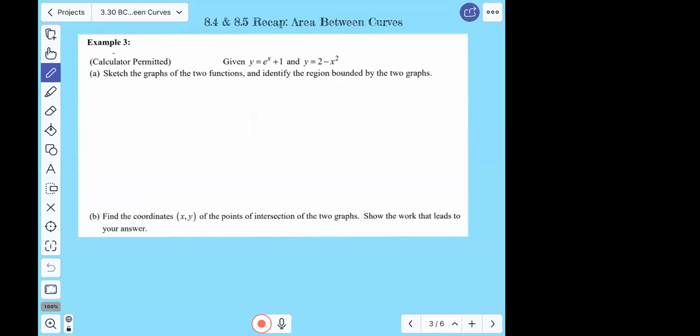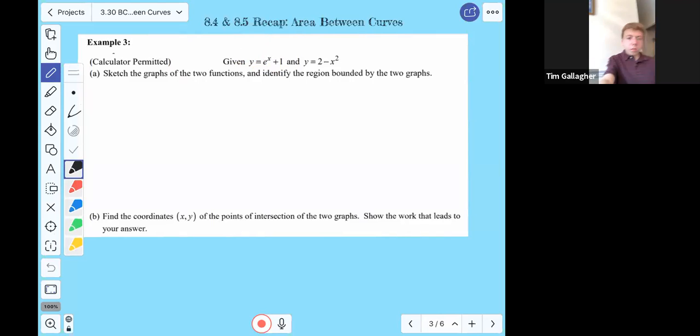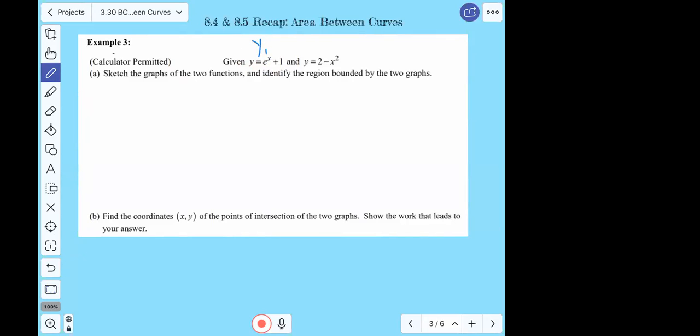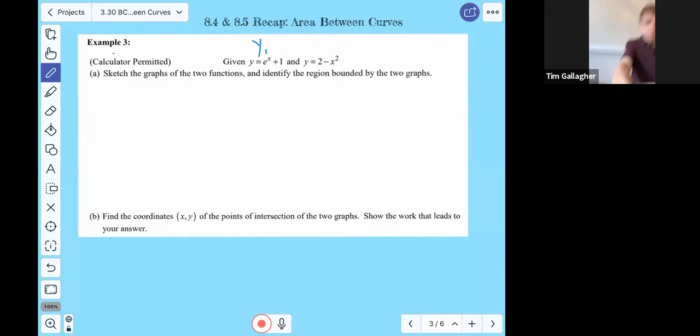All right, let's take a look at the third example. This one's calculator permitted, so let's just put this into our calculators. So go ahead and put both of those functions in for y1 and y2. To keep it consistent, let's put this first function, e to the x plus 1, in for y1. And then the second one for y2. Let's check for a second.